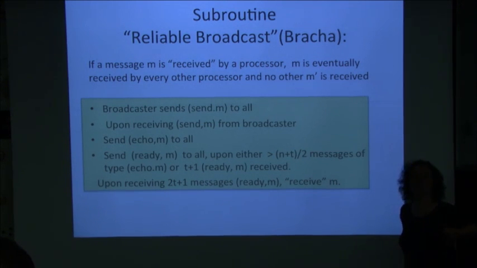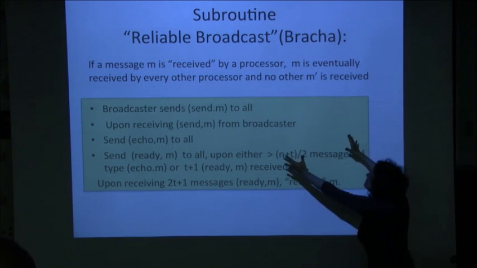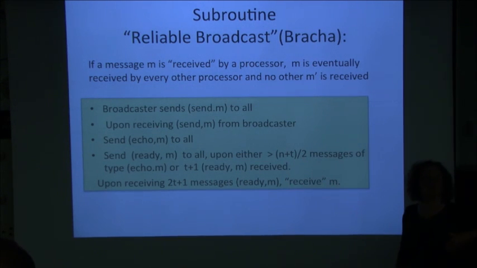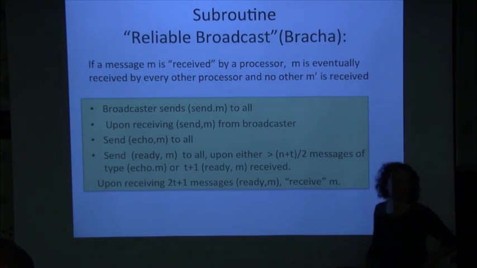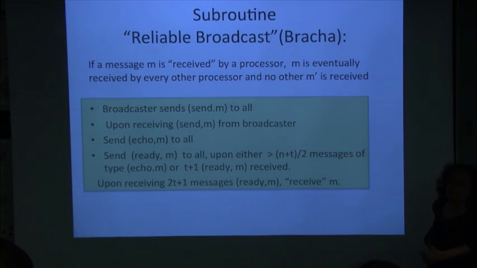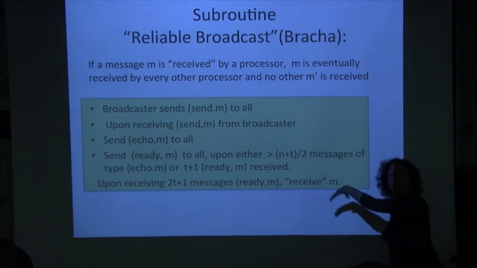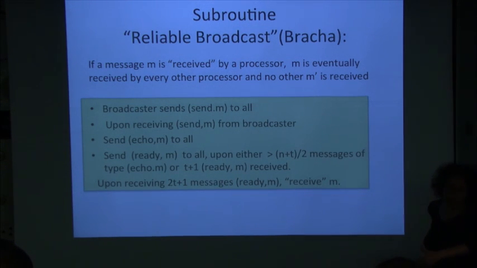Suppose this is used as a subroutine. This was developed by Bracha to improve the result of Ben-Or from resilience of n over 5 to resilience of n over 3. This is one of the subroutines that he uses in that protocol. So instead of sending your message, you always broadcast. You use this. You reliably broadcast your message.